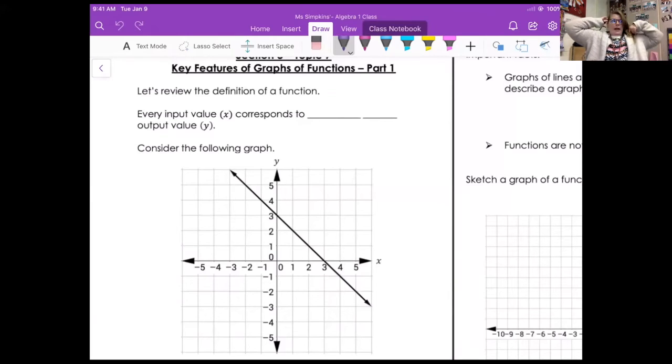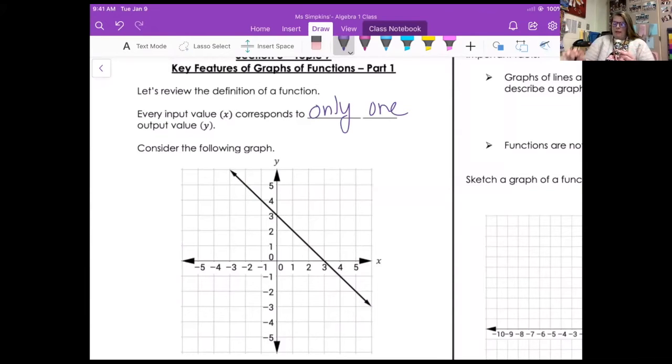Again, I said take out a highlighter, or if you have a colored pencil or something with you, because I want you to use it. So just quick review. We kind of talked about this when we played our Kahoot on Tuesday. A function means that every X corresponds to only one Y value.